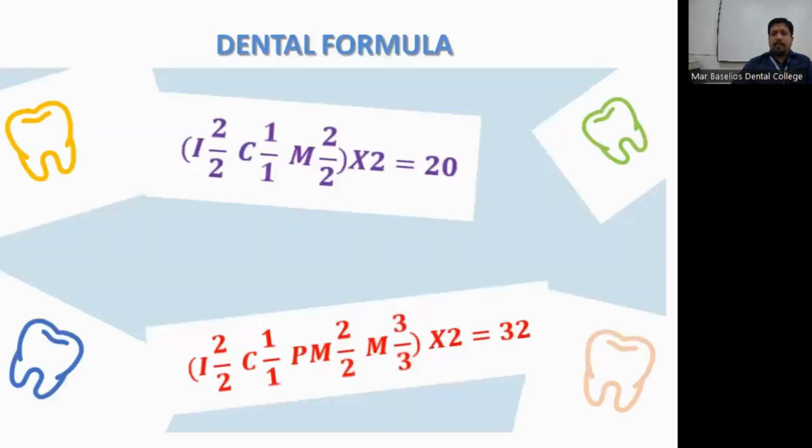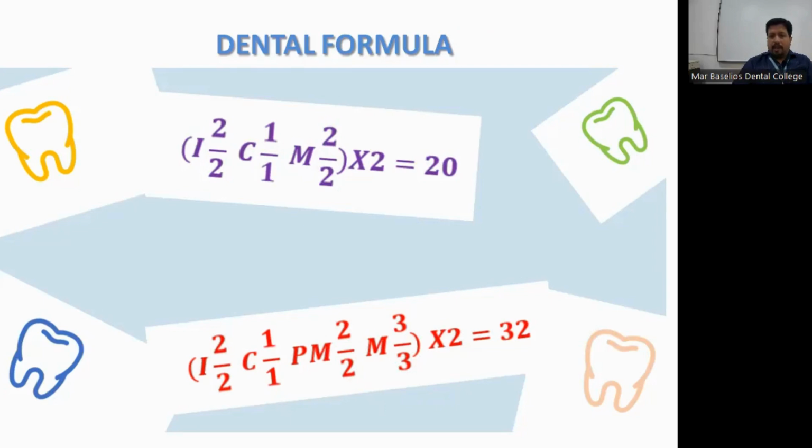Next topic is regarding dental formula. As I mentioned earlier, in set trait, we are having two sets of teeth. One is deciduous and one is permanent. So for dental formula, we have one formula for deciduous teeth, and another formula for permanent teeth. In deciduous teeth, we will be having 20 teeth.